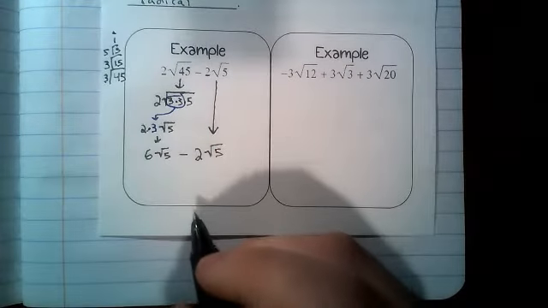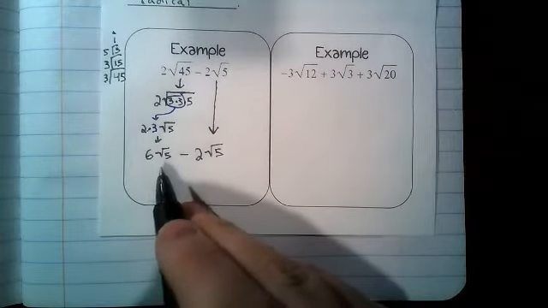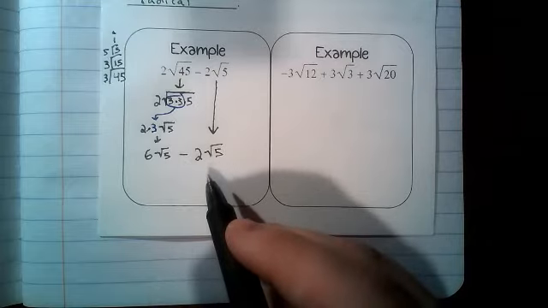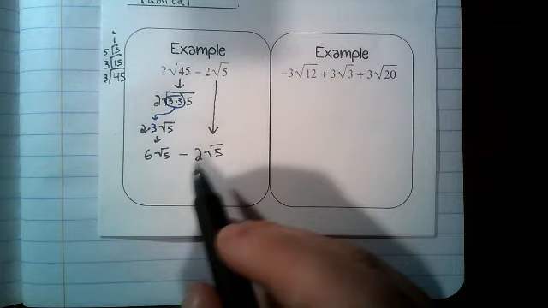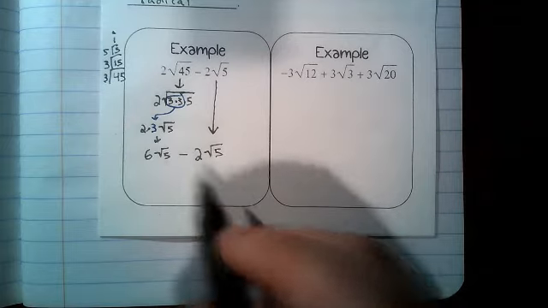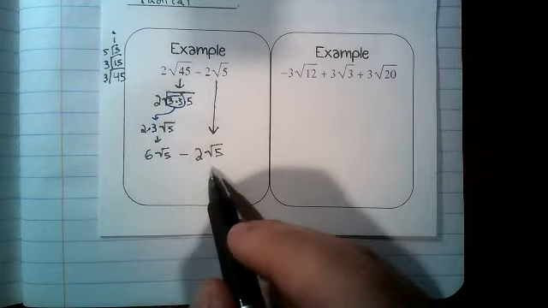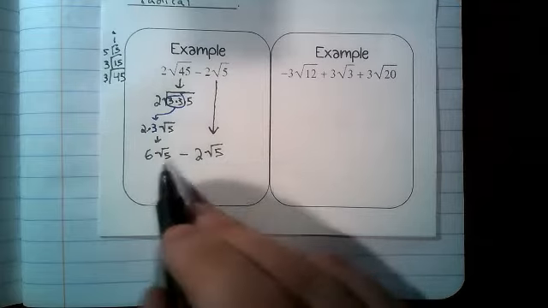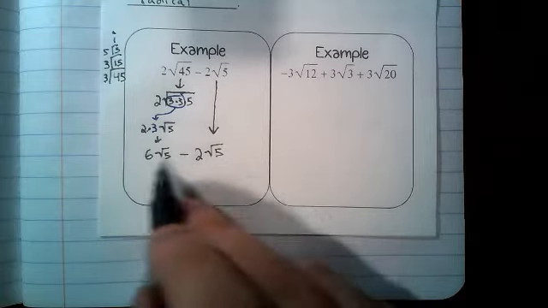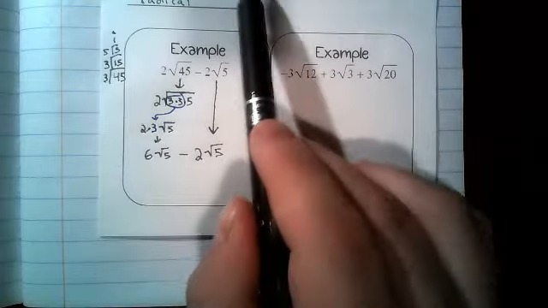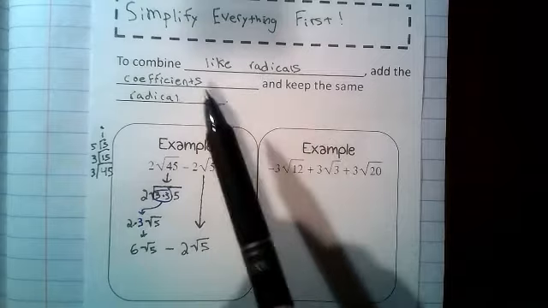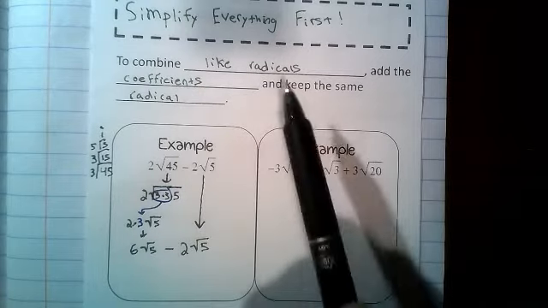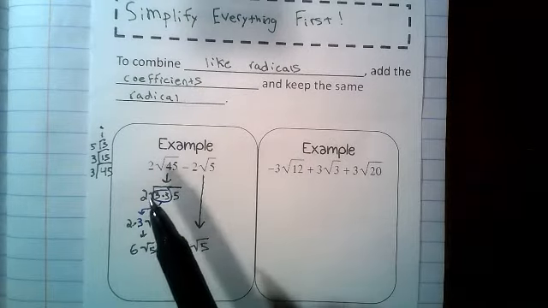Okay. So now if I have 6 square root 5 minus 2 square root 5, it's kind of like having 6x minus 2x, right? Or 6z minus 2z. These are both the same, so all I do is work with the coefficients. So to combine like radicals, if you look at the directions up here, to combine like radicals, we add the coefficients and keep the same radical.